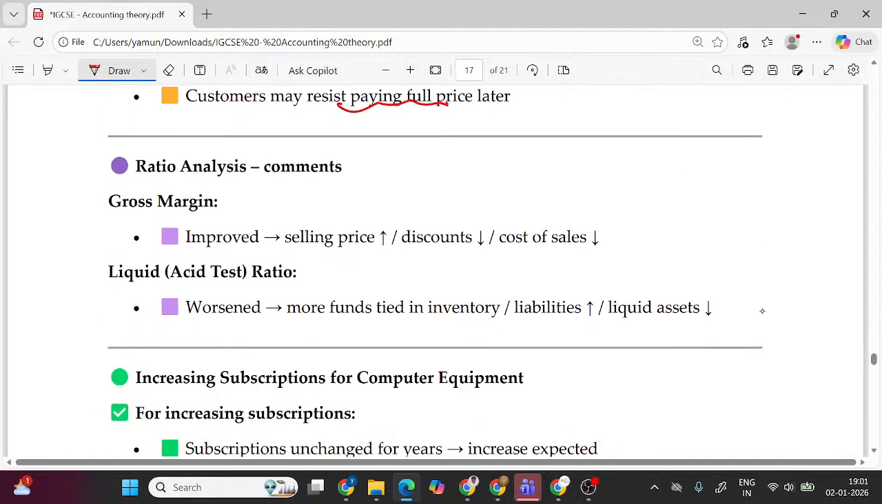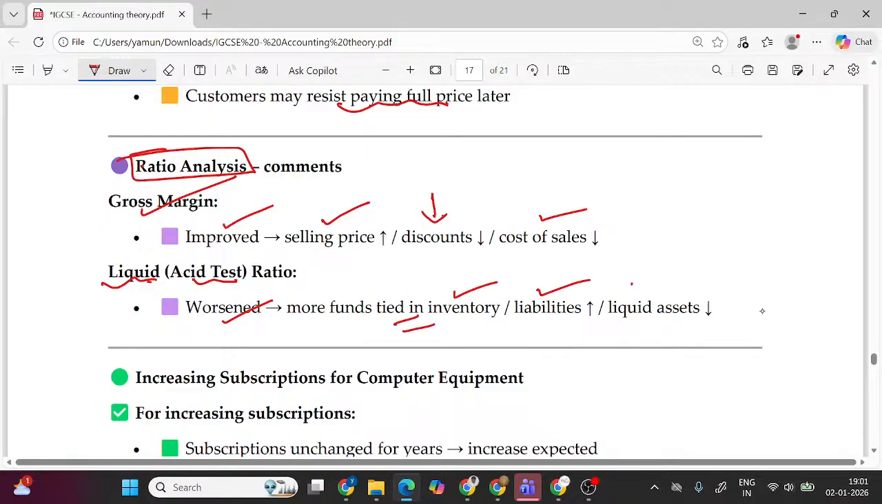Now let us go for ratio analysis. Gross margin is improved, which means selling price increases, which means what? Discount decreases or cost increases. When we talk about the liquid test or acid test ratio, this version means more funds tied in inventory, which means liability is increased or liquid asset is decreased.